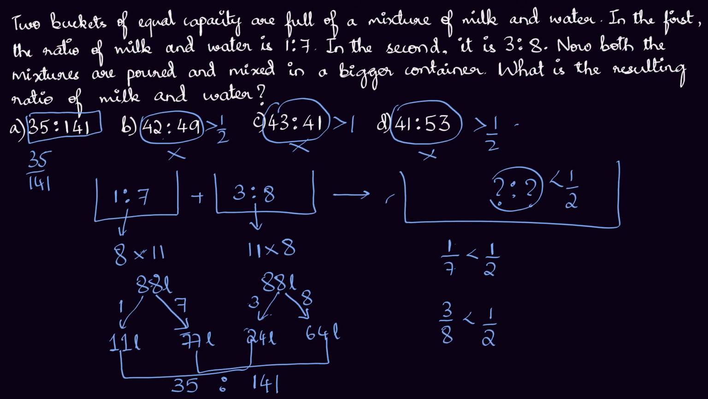So just by looking at what this ratio is telling us and what it's less than, and of course how much it's going to be less than when we combine these two mixtures, we are able to arrive at the answer, which is 35 by 141, or option A, which is 35:141. Okay, that's how we can solve this question.